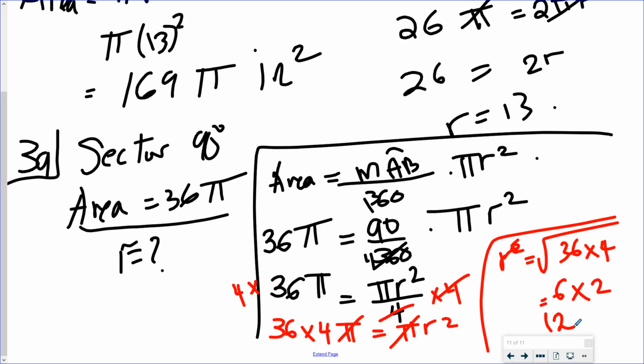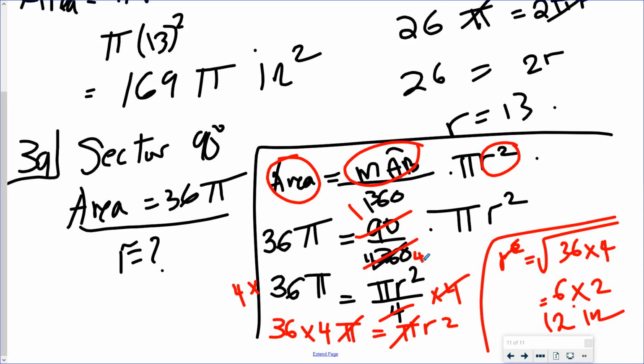Let's say 12 inches. Is it clear? Here now, you give me the measure of an arc and the area of a sector, and I need to find the radius. So the area is given, the measure of the sector is given, but the radius is not given. So the area is 36 pi, and 90 over 360 simplifies to 1 times pi r squared, which is pi r squared over 4, equal to 36 pi.